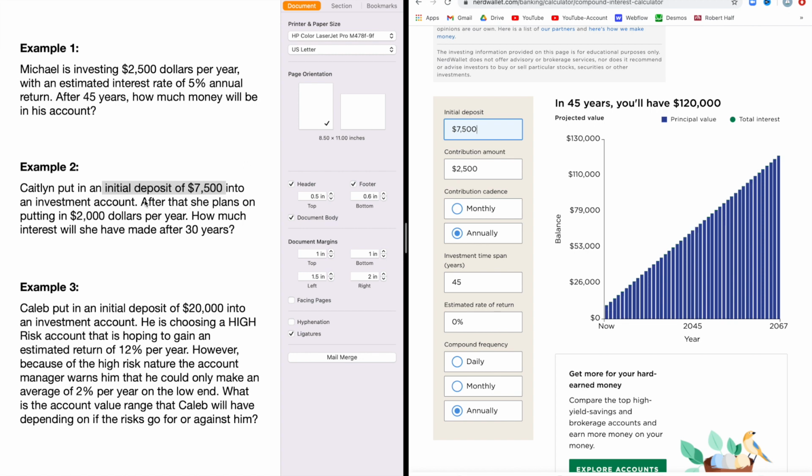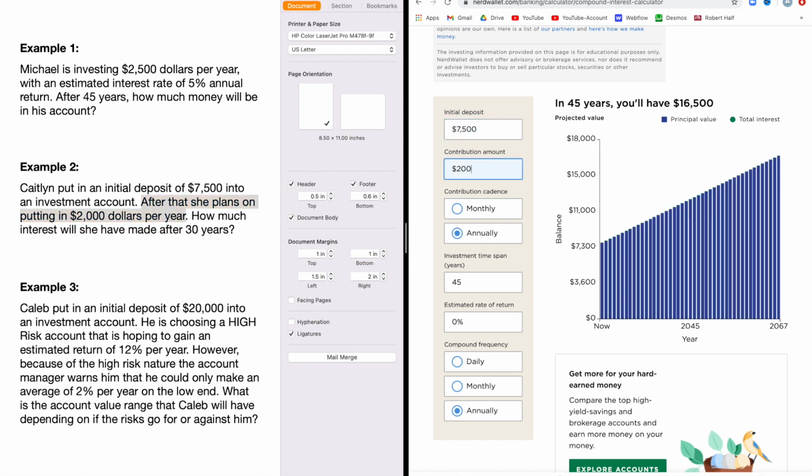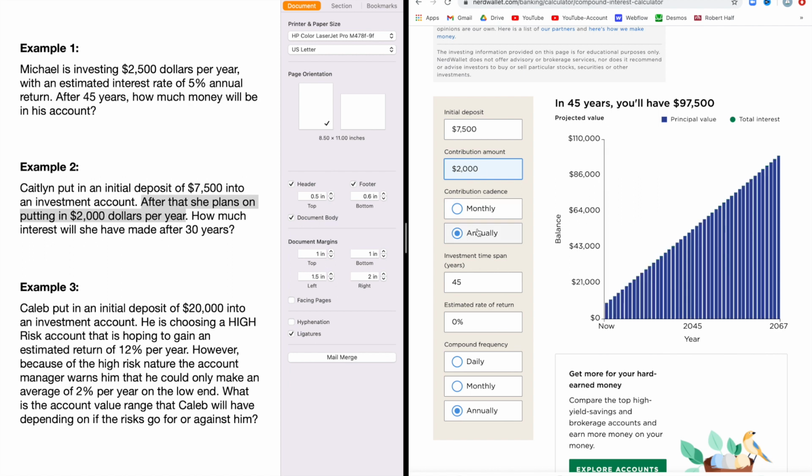$7,500. After that, she plans on putting in $2,000 per year. So we want to change the contribution amount to $2,000 per year, which is annually. And then the question: how much interest will she have made after 30 years? So our time span is 30 years.